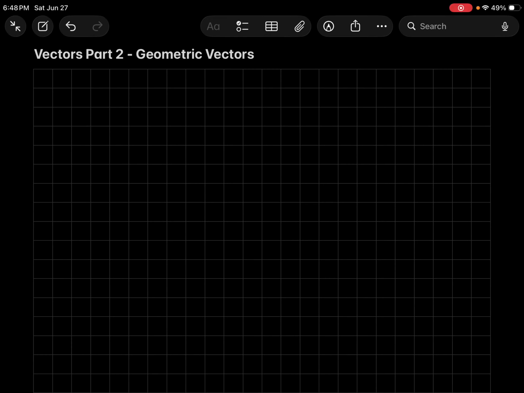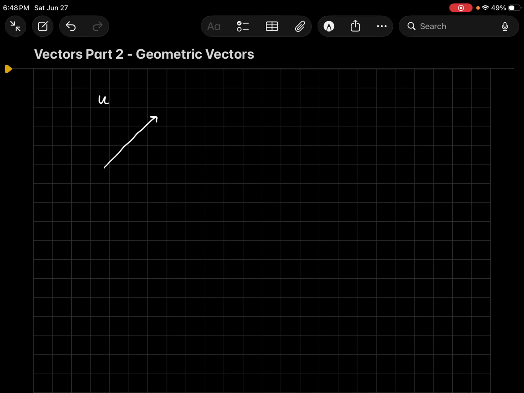Vectors Part 2, Geometric Vectors. In Part 1, we talked about algebraic vectors, or how to manipulate vectors algebraically. In this case, we're going to use pictures, which I'm going to call geometric vectors. So recall that a vector is something that has a magnitude or length and direction.